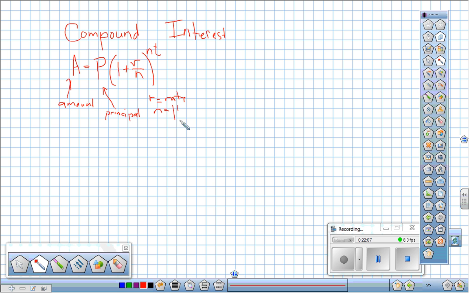N is the number of times that it's compounded per whatever your time period is. So the number of times it's compounded per time. That's all I'm going to write. And T is actually the amount of time.